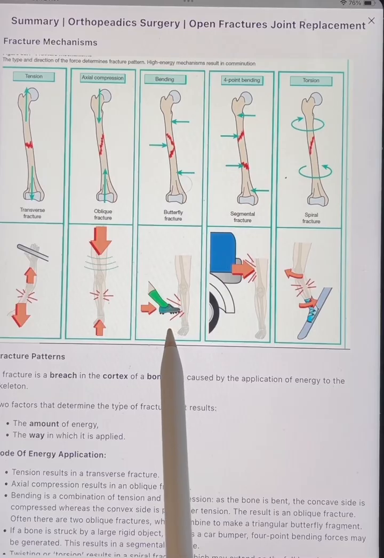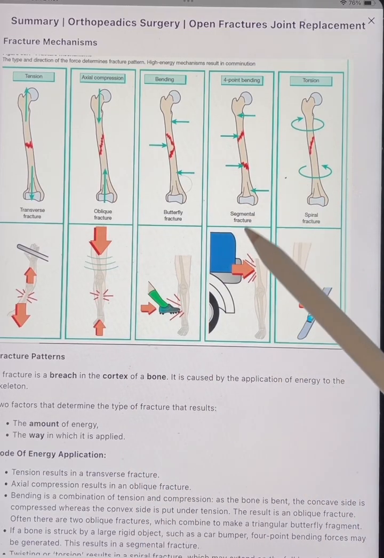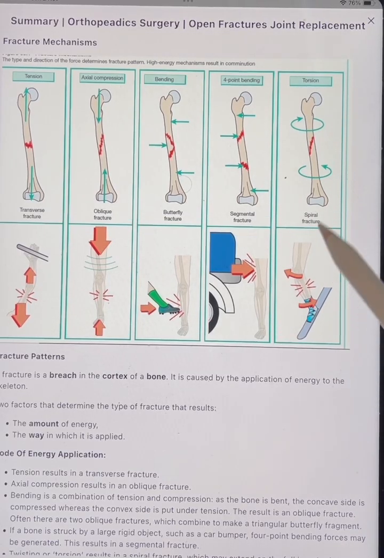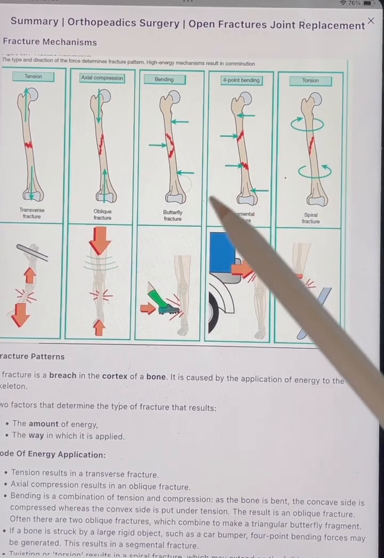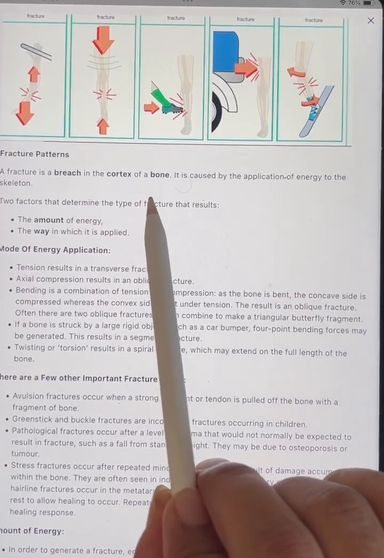If there is an injury directly from the side, you get this type of fracture. A motor vehicle hitting the thigh gives you multiple segment fractures. Here a person is using a skateboard, and there are twisting fractures. Fracture patterns: a fracture is a breach in the cortex of the bone.